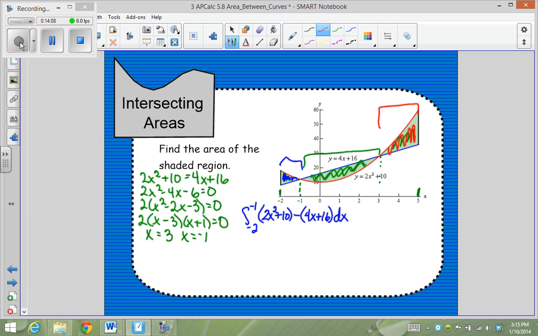Plus, and it's going to be kind of lengthy again, so I'm running out of room. I'm going to drop down to the line below it. Integral from -1 all the way over to 3, because for that whole length, the line 4x plus 16 is on top. And remember, it's always top minus bottom. We just looked at that picture. So the top is 4x plus 16 minus the bottom 2x squared plus 10 dx.